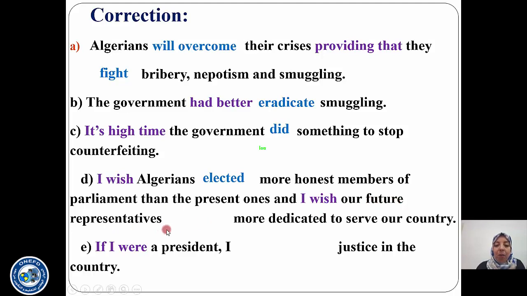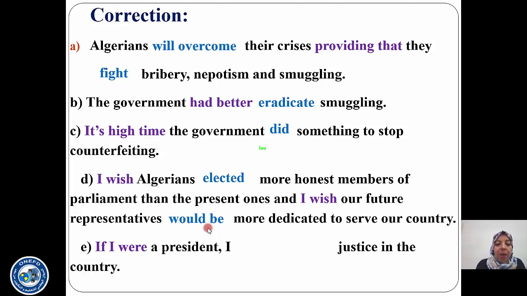So now I'm not regretting, I'm just wishing, I'm desiring something about the future. So what tense should we use here? It is a conditional present or the conditional simple. Okay, our future representative would be more dedicated to serve our country.